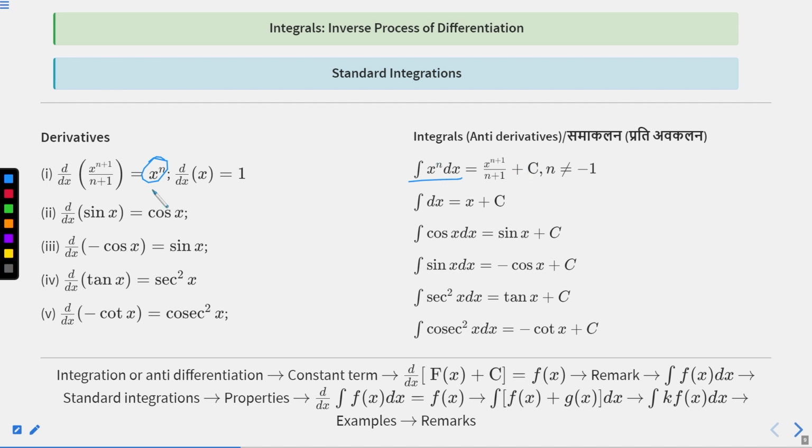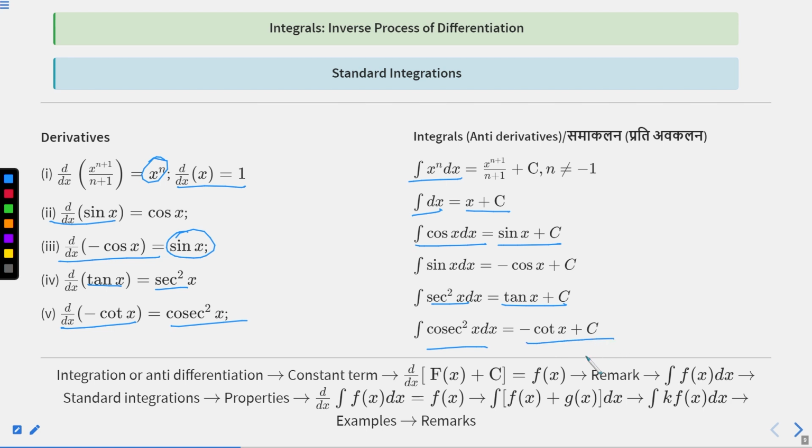Clear? Okay, now derivative of sin x is cos x. This means integration of cos x dx will be sin x plus c. Now derivative of x will be 1, and integration of 1 will be x plus c. As you can see, derivative of minus cos x is equals to sin x. This means integration of sin x will be minus of cos x plus c. Derivative of tan x is equals to sec square x. This means integration of sec square x will be tan x plus c. Derivative of minus cot x is equals to cosec square x. This means integration of cosec square x will be minus cot x plus c.